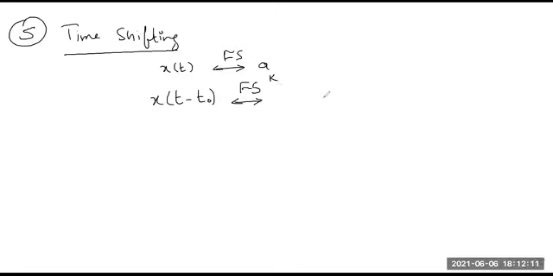So the Fourier coefficient of this signal will be equal to the Fourier coefficient of the original signal multiplied with e power minus j k omega naught t naught. So this factor is going to be multiplied with the Fourier series coefficient. So what is the effect of time shifting on the Fourier series coefficient? The Fourier series coefficient gets multiplied with this particular exponential factor e power minus j k omega naught t naught.